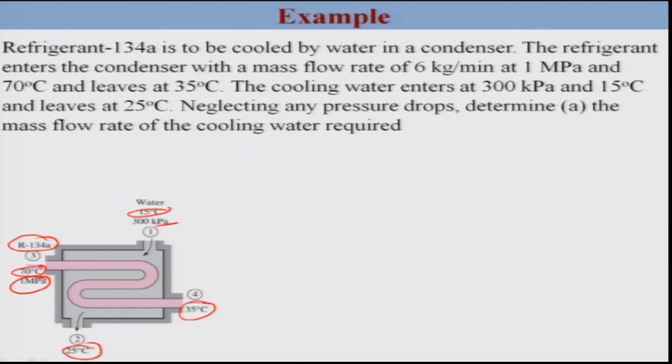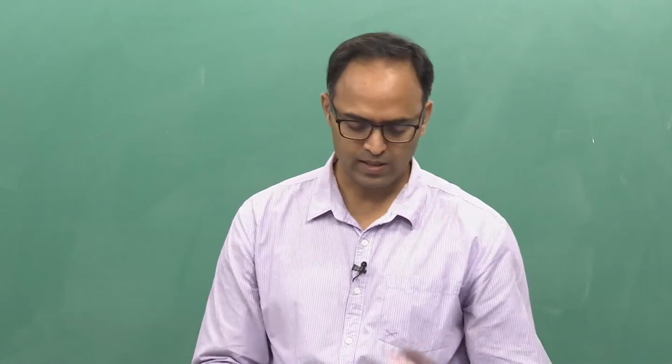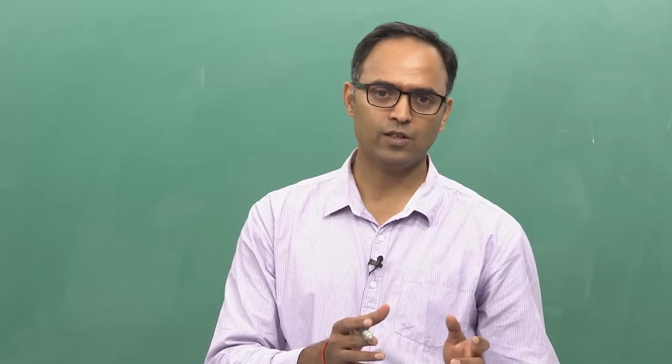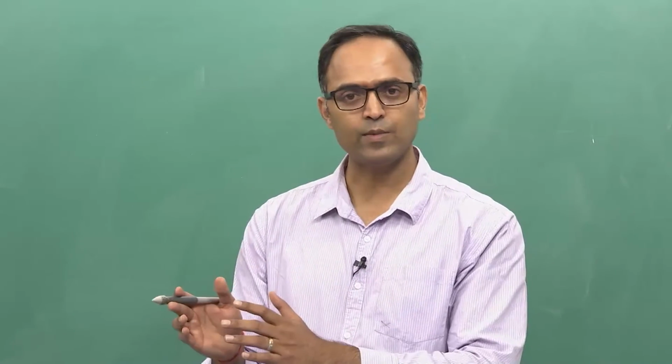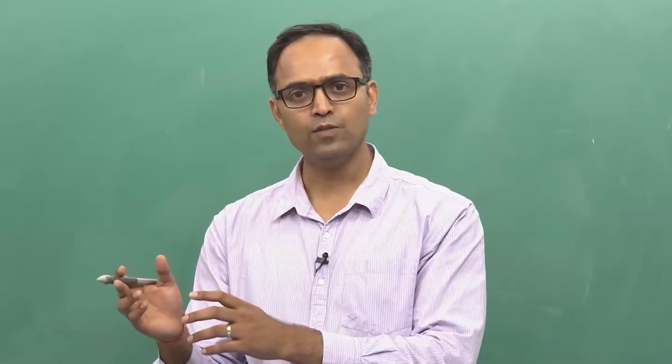So the mass flow rate of refrigerant is given, and what we have to do is neglect any pressure drop and determine the mass flow rate of the cooling water required. So we can do a simple mass balance. Since the two fluids, water and refrigerant, don't mix, the mass flow rate should remain constant, which essentially means that the mass flow rate for the refrigerant at the inlet should be the same as at the outlet, and the same is true for water.